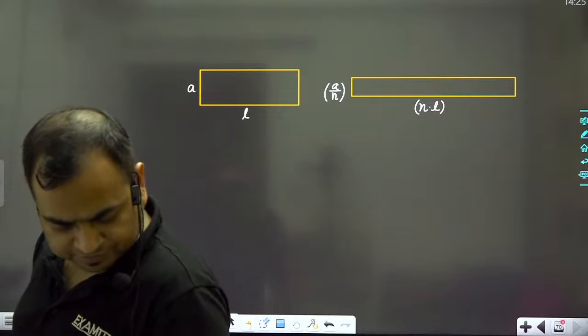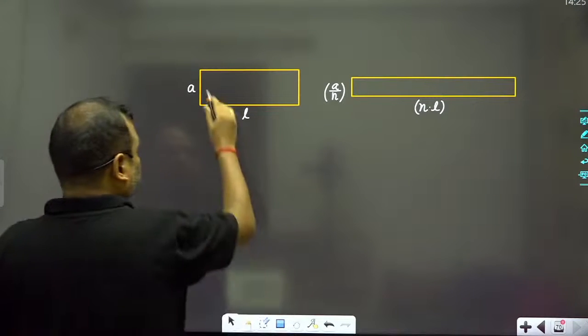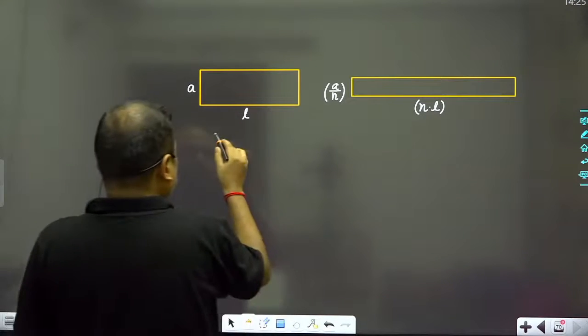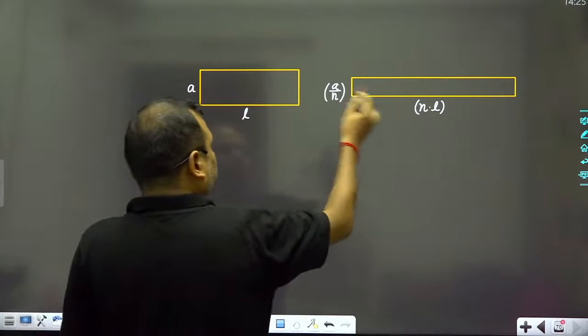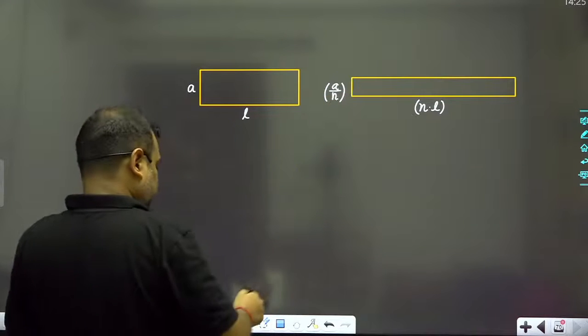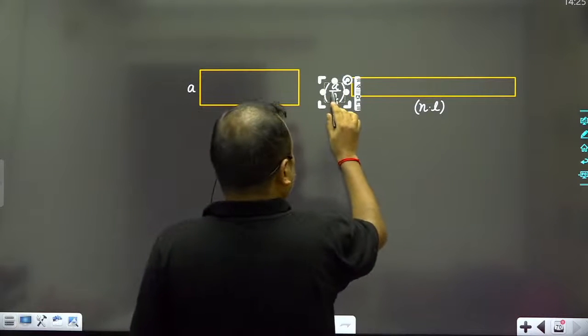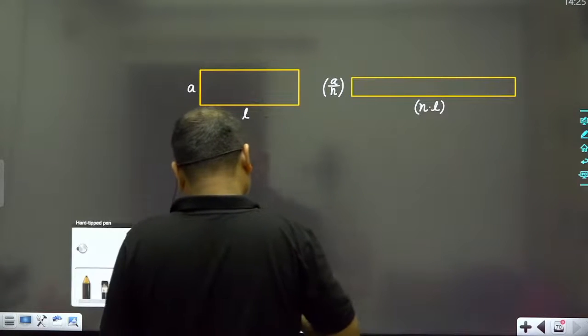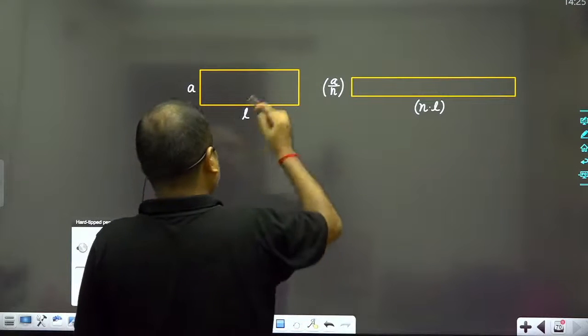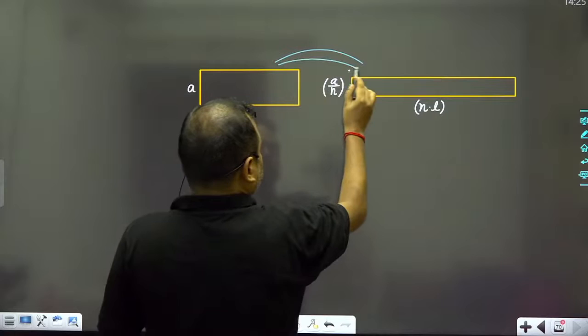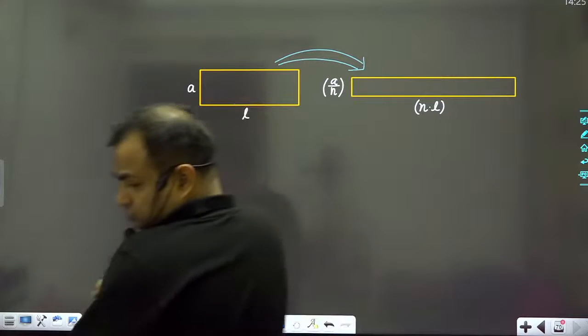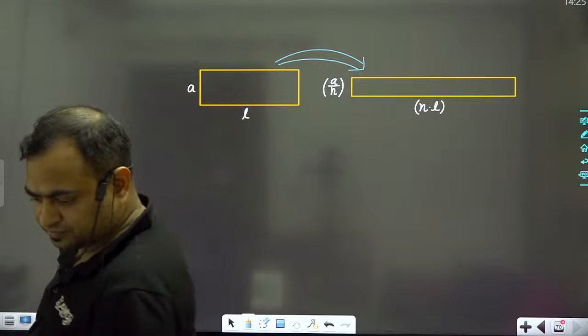Because we all know that the volume of this wire will be equal to L into A, and the volume of the stretched wire will also be equal to nL into A upon n, which is L into A. Hence you can see that the volume of both the wires is same. So this has been done like this.